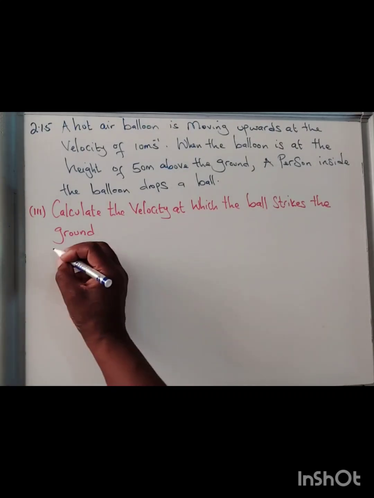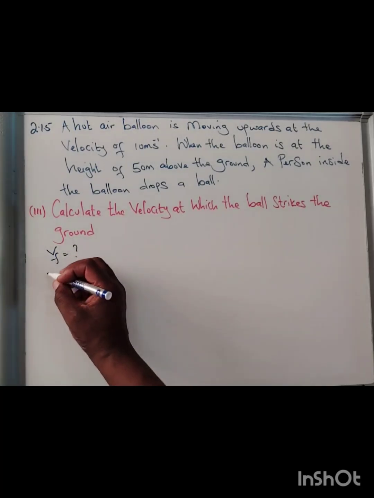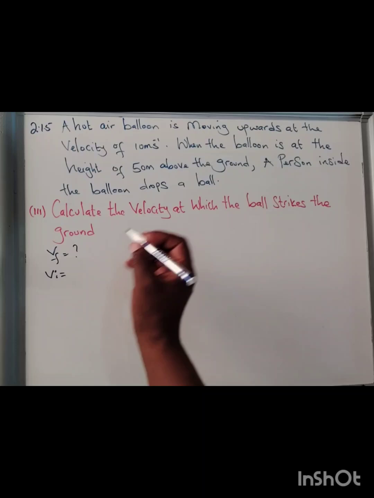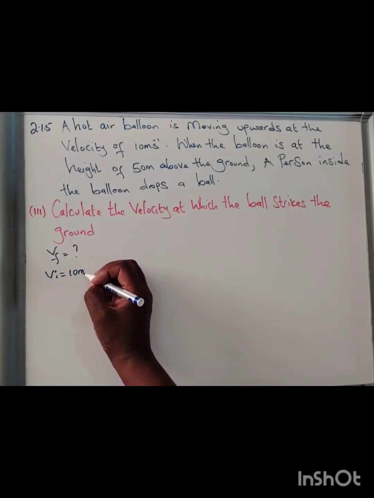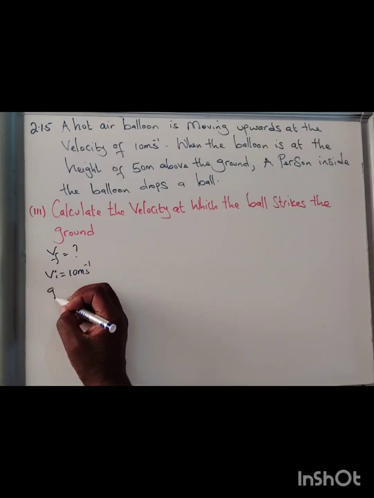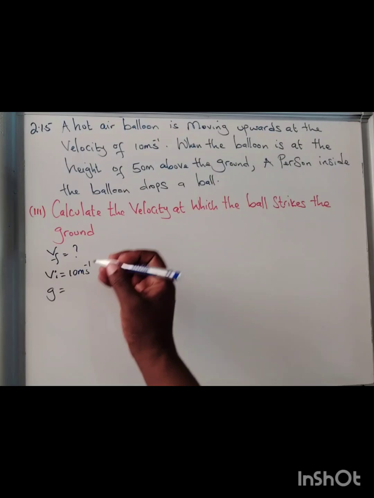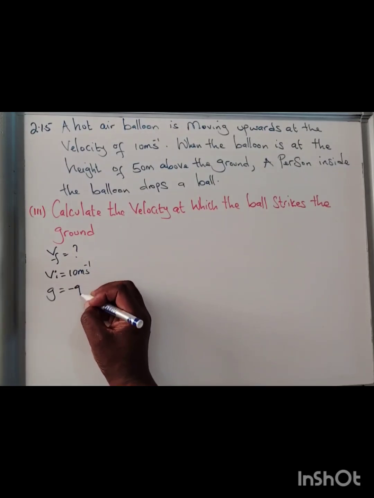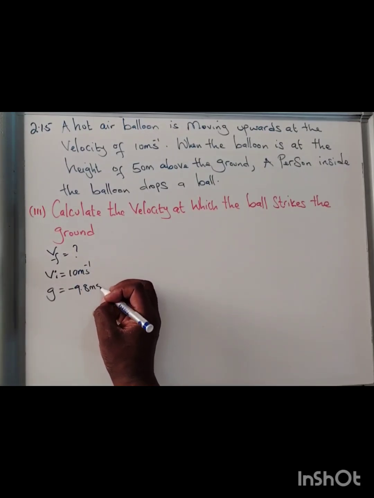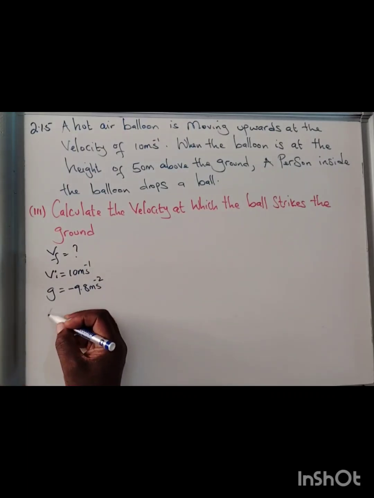What do we know? We are looking for final velocity. But we know initial velocity, and it is 10 meters per second. What else do we know? We know g. Remember, we indicated that the ball is initially projected upwards, and we took upward as positive. So g is negative 9.8 meters per second squared. What else do we know? We know delta X.